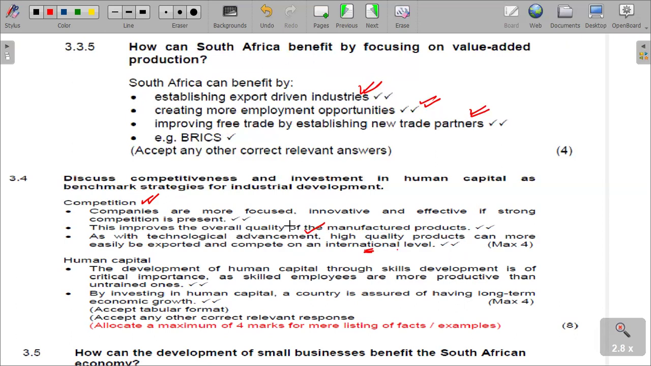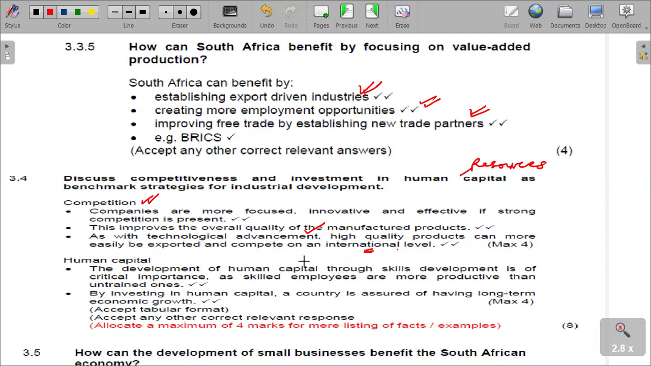Investment in human capital: technological advancement is taking place. So in order for us to have a good standard in terms of industrial development, we need to have a strong investment in our human resources, that is human capital. Human capital, we are just talking about what? Human resources. That is what it means.